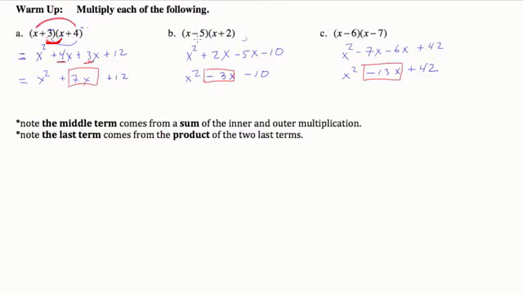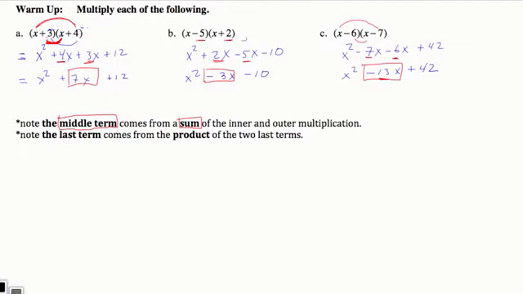Same thing here. This negative 5 and the 2, right here, a 2 and a negative 5 were added to get the negative 3. And then again here, the outer and the inner, that negative 7x and the negative 6x were added together to get that middle number. So the middle term comes from the sum of the inner and outer multiplication.